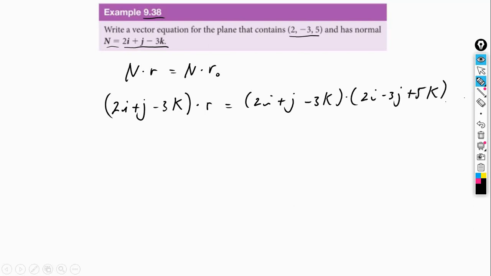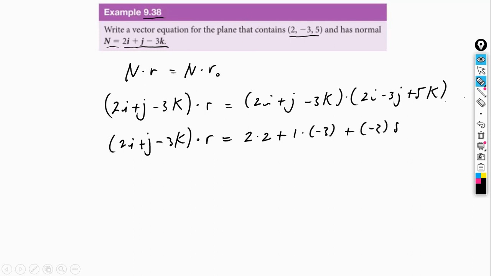And then from here, we write 2i plus j minus 3k dot product r is going to equal 2 times 2 plus 1 times negative 3 plus negative 3 times 5. And then finally, we write it as 2i plus j minus 3k dot product r is going to equal negative 14.